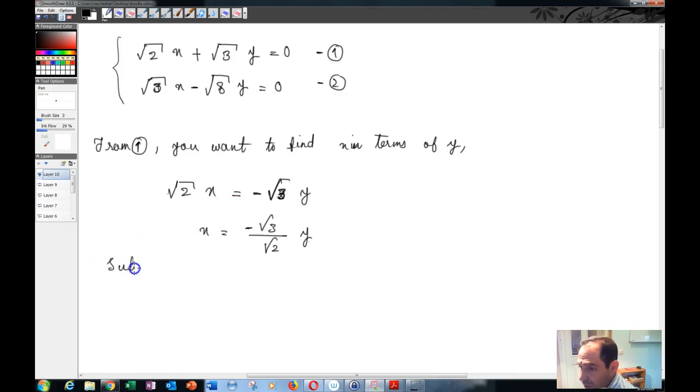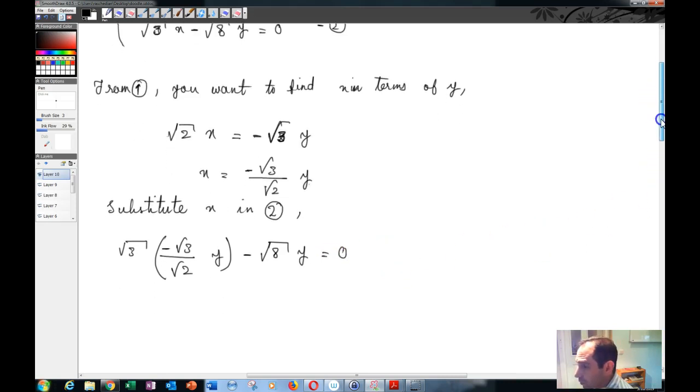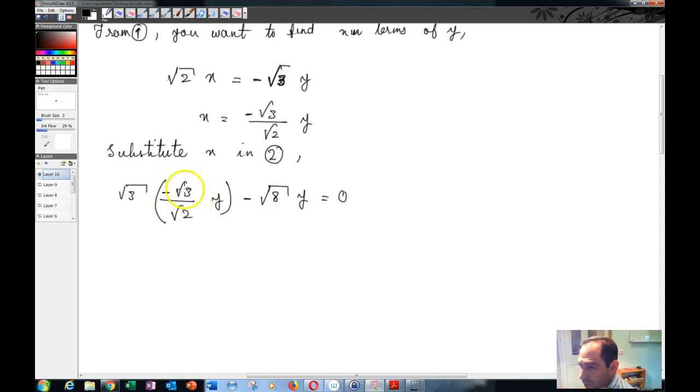So substitute x in 2. If you substitute your x in 2, you will get square root of 3 times the value of x, which is negative square root of 3 over square root of 2 times y, minus square root of 8 times y is equal to 0. Now, the square root of 3 times square root of 3 is equal to 3. So this is negative 3 over square root of 2 times y minus square root of 8 times y is equal to 0.